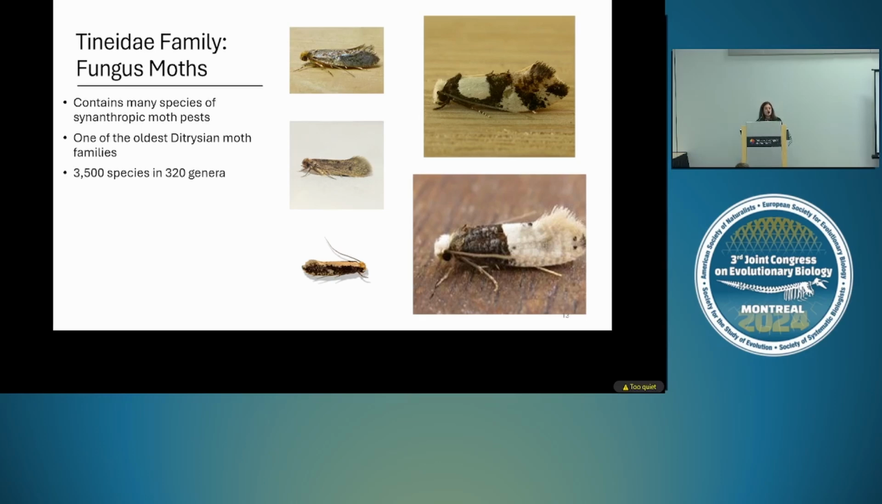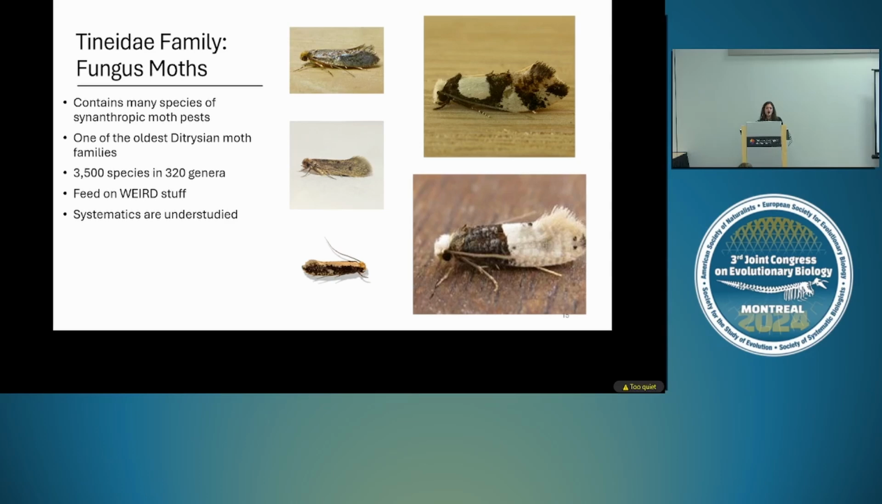There's 3,500 species and 320 genera, and they feed on really weird stuff. They feed on detritus and fungus, and most notably keratin. And keratin is the protein found in hair, skin, and nails. And that's really weird for a lepidopteran, like a butterfly or a moth, to eat keratin, which is like horns and skin. It's really unexpected and very unique.